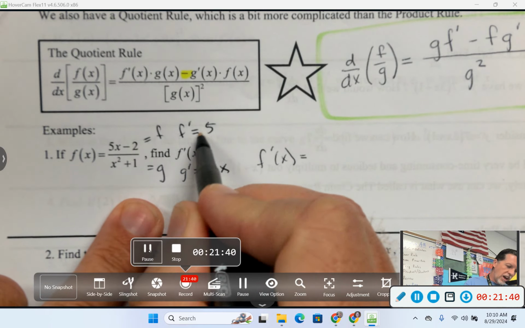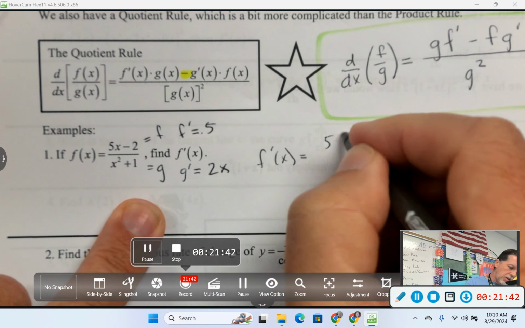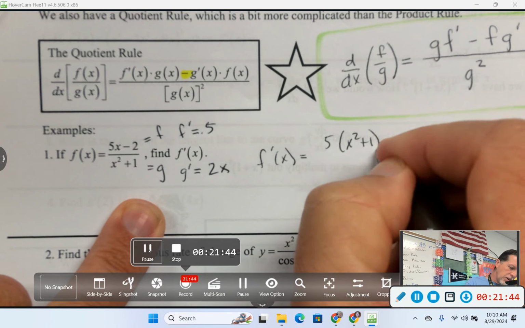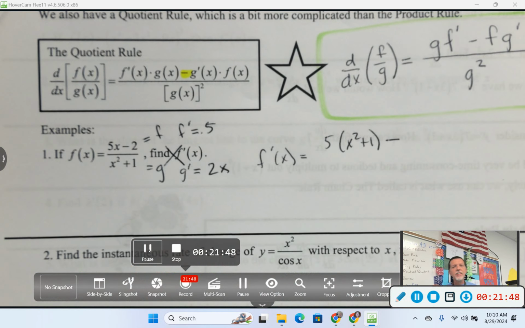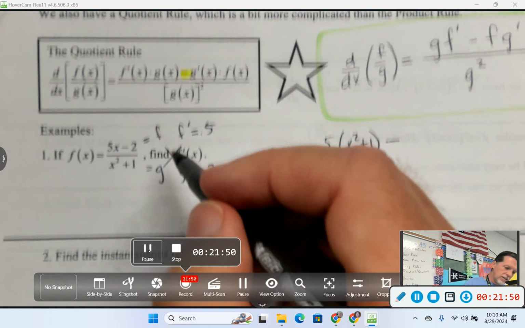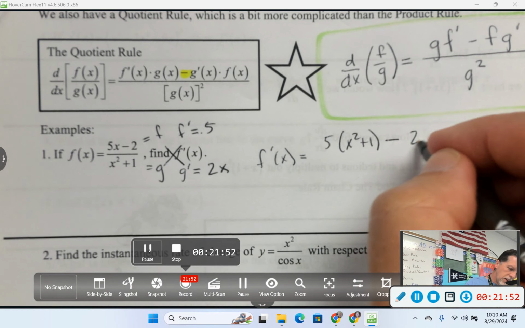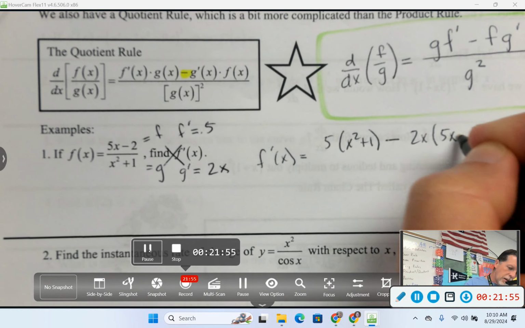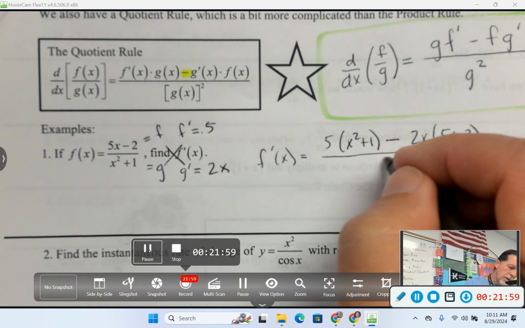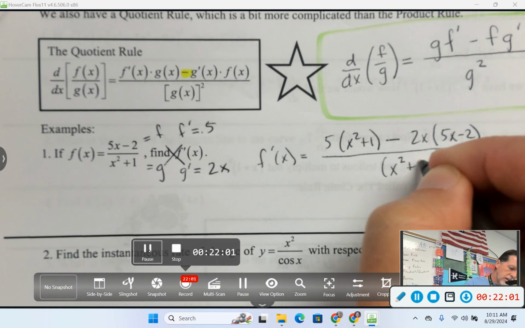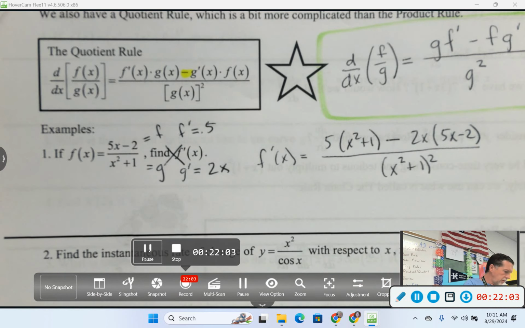So GF prime would be 5 times x squared plus 1, minus, you still have this crisscross thing going on, minus the other way around, FG prime, 2x times 5x minus 2, all over the square of the bottom. And yeah, that's a safe stop. Multiple choice might clean it up a little bit, but safe stop is also okay.